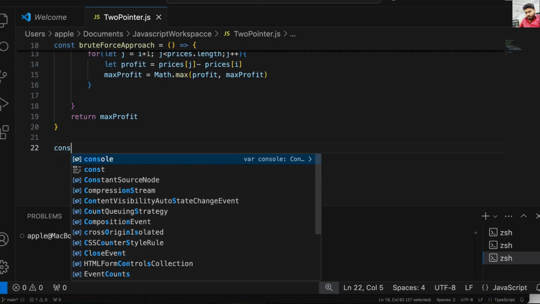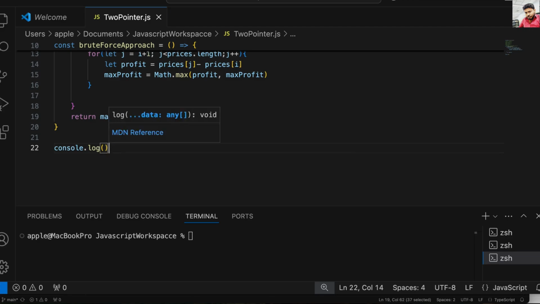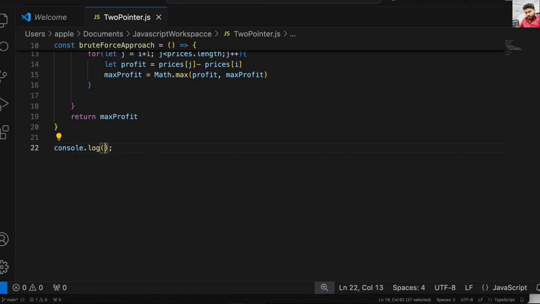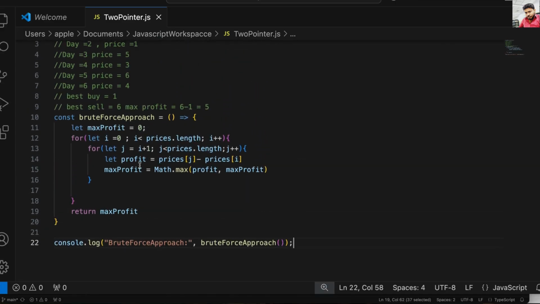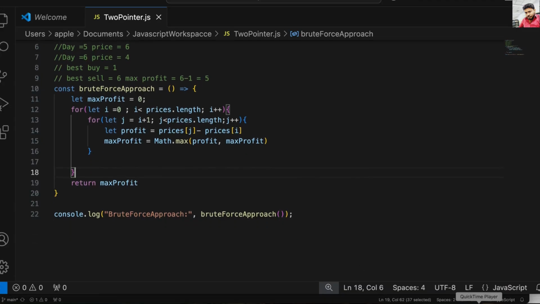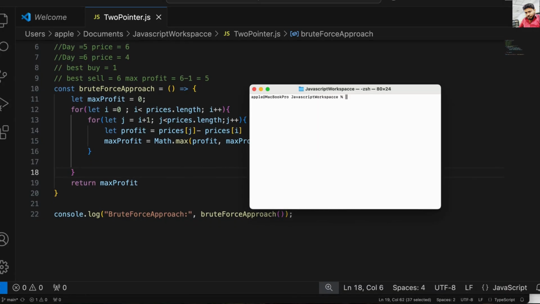So I will put a console log so you are able to see the output. I'm going to take console and I will write brute force approach colon comma the value. Here you already have this function. Okay, I'm running this program now. So we'll get an output of 5. That's our max profit, right? So we are getting the solution.